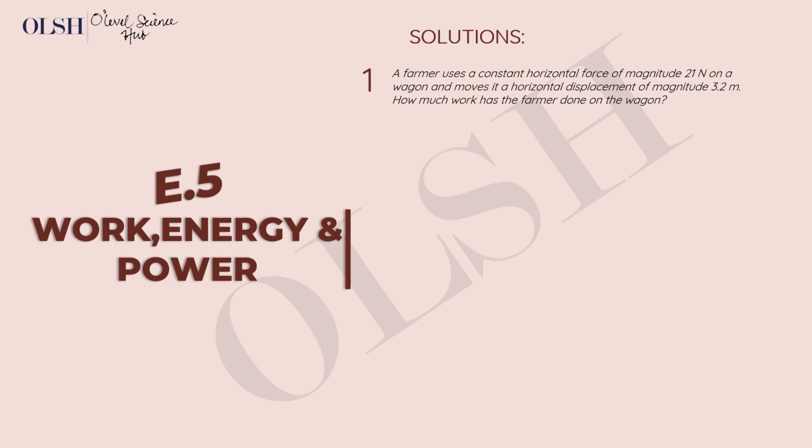Okay, a farmer uses a constant horizontal force of magnitude 21 newtons on a wagon and moves it a horizontal displacement of magnitude 3.2 meters. How much work has the farmer done on the wagon?